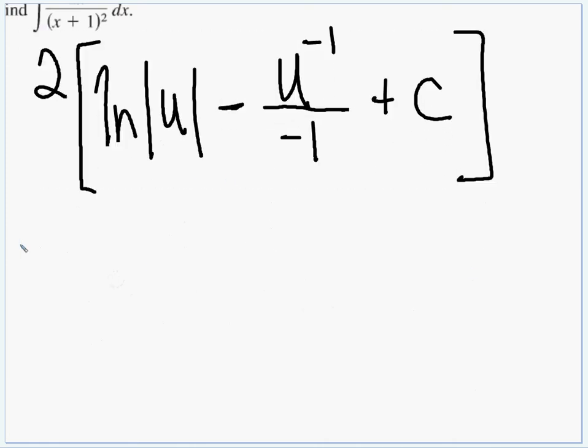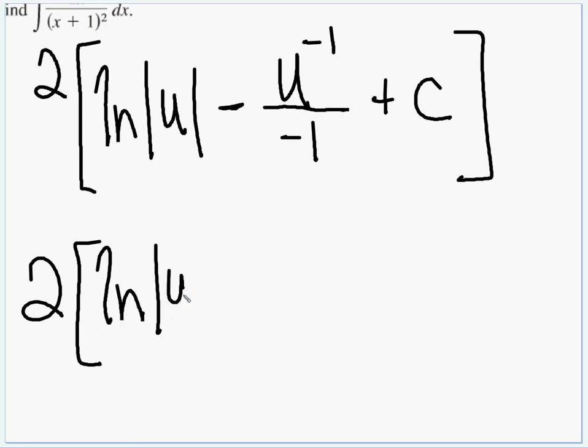So we got that 2 there. Natural log of the absolute value of u. This minus the negative, that's going to turn that to a positive. And then the u to the -1 is going to move downstairs. And now it's 1 over u to the first, plus c.